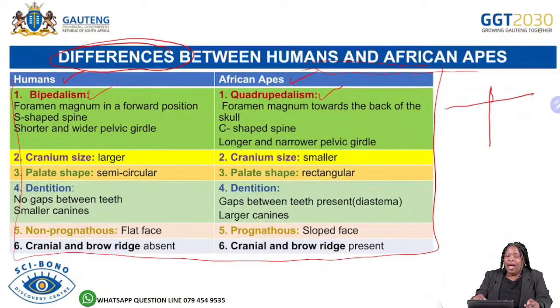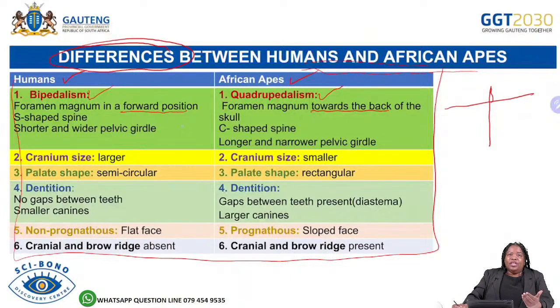In terms of quadrupedalism, when we say African apes are quadruped, yes, they also move from one point to the other. They are using their 4. Quad means 4. So they're using their 4 legs for movement from one place to the other, right? Now we are comparing again, don't forget, humans and African apes. So the foramen magnum is in a forward position in humans, whereas in the apes, the foramen magnum is towards the back of the skull. But for the humans, the foramen magnum is in a forward position.